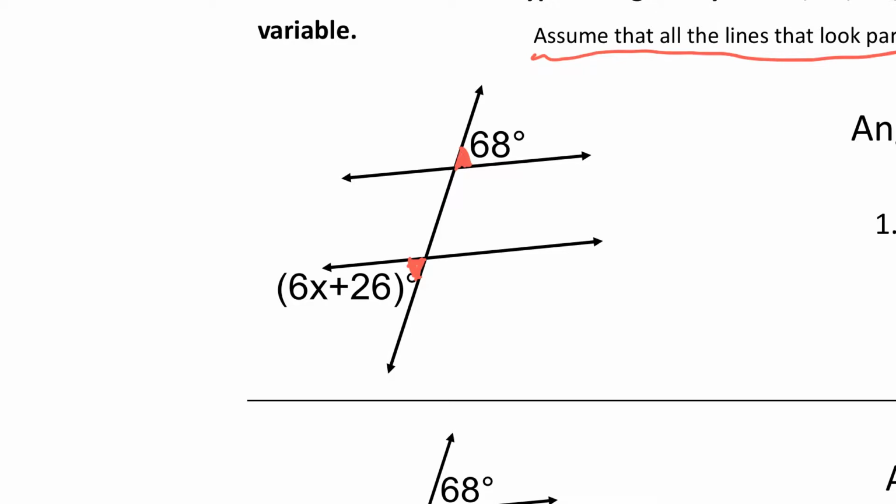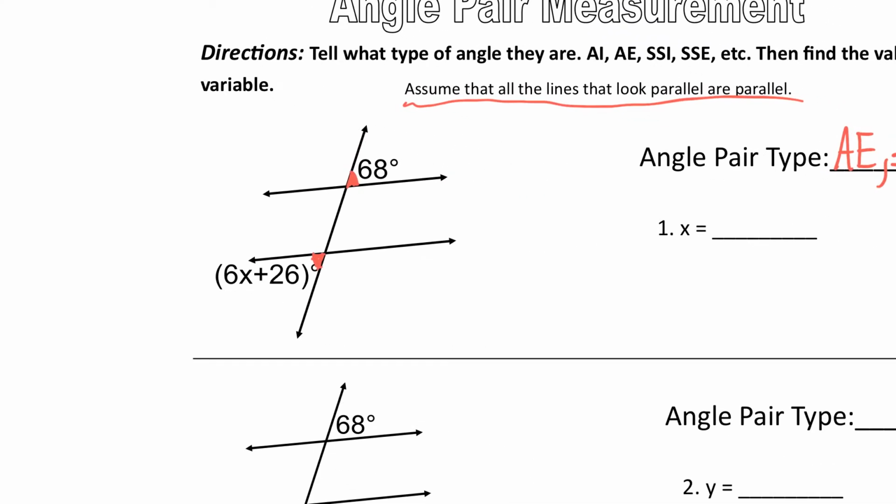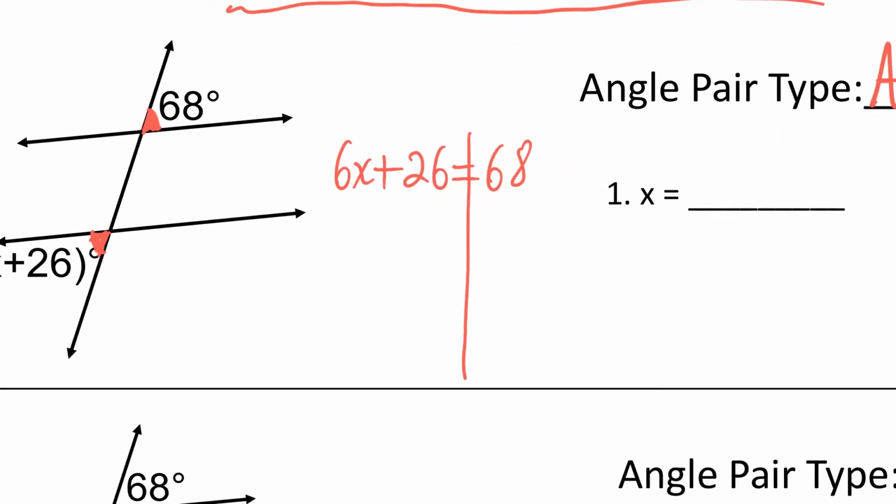So I want to find the value of x. Okay? So if this angle is 68, I know this angle is 68. So I want to know what value of x makes this 68. So how am I going to set that up? There you go. All right, and then just simple from there, just solving for x.